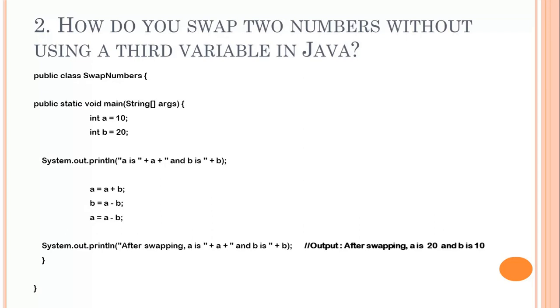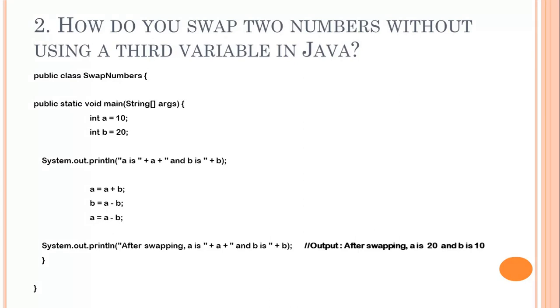Instead of creating one more variable, we can use the existing defined variables only. Here is the logic. I consider the example a equal to 10, b equal to 20. So a equals a plus b, and the result will be 30. Then b equals a minus b, giving 30 minus 20. And finally a equals a minus b, storing the result back into a itself.